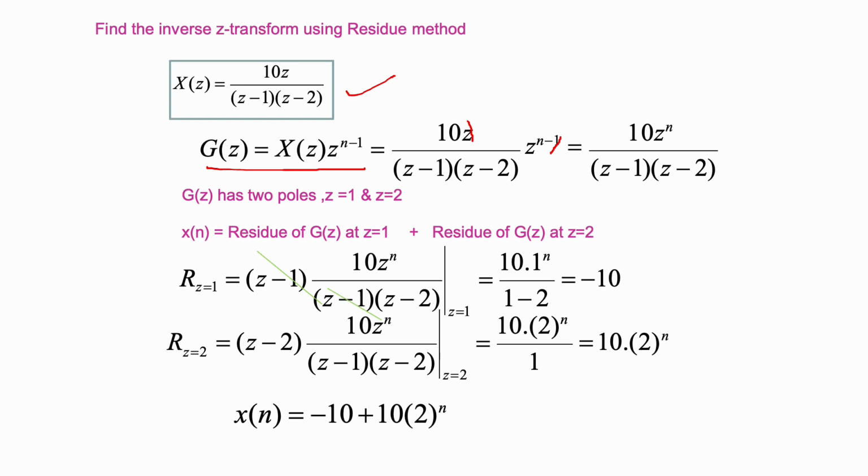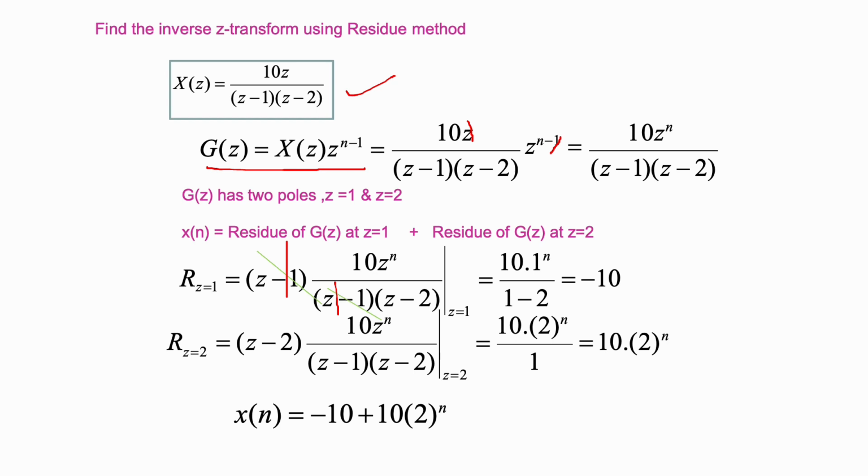Now if you look at this, how many poles do we have? Two poles from the denominator. One is z equal to 1, the other pole is z equal to 2. Now we have to find the residue of g(z). At first consider z equal to 1. At z equal to 1, multiply by (z minus 1): 10 z power n divided by (z minus 1)(z minus 2). So this factor gets cancelled. Now you substitute 1 wherever z is present, and you will get the answer.